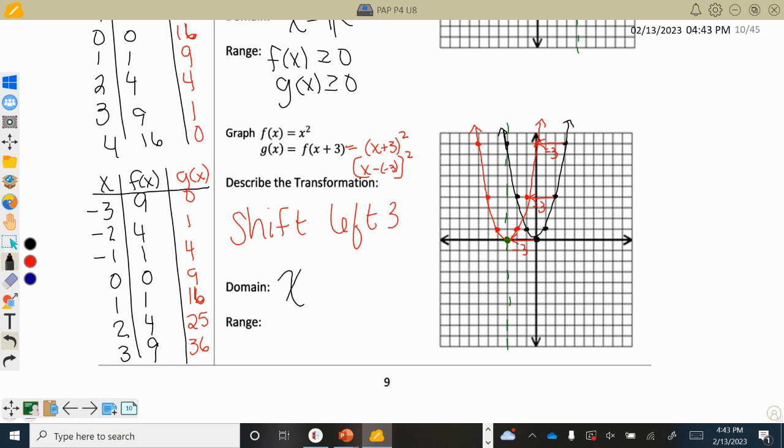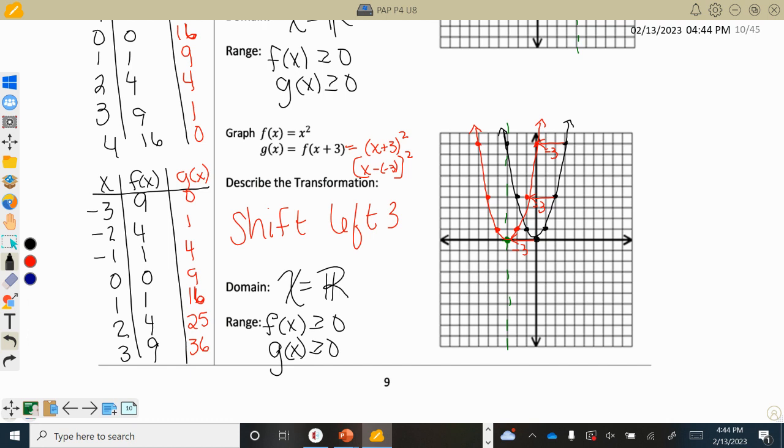Our domain is still all real numbers. We're not going to change the domain unless we have a situation attached. The range, again, for our parent function is greater than or equal to 0. For our new g of x function, it is still greater than or equal to 0. So far we talked about, in a previous video, vertical transformations where it moves up or down. Here we're talking about horizontal transformations where it's moving left or right.